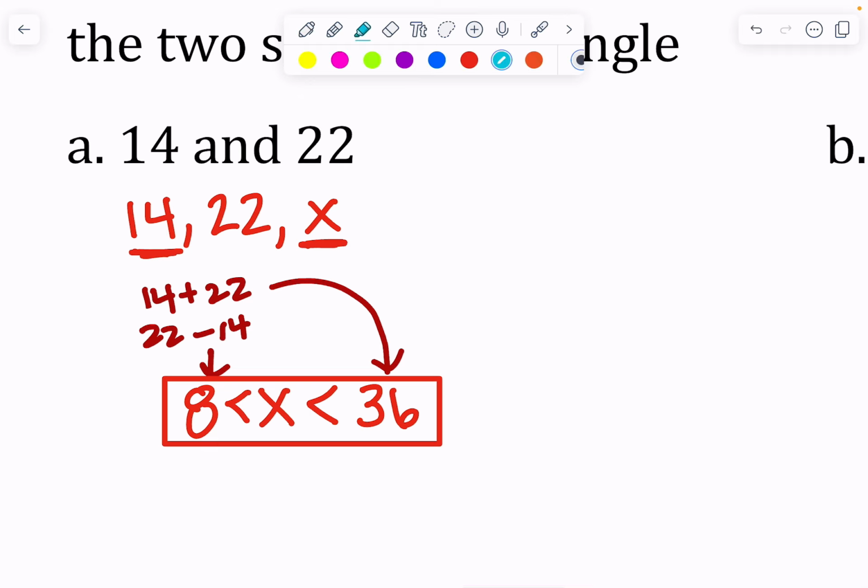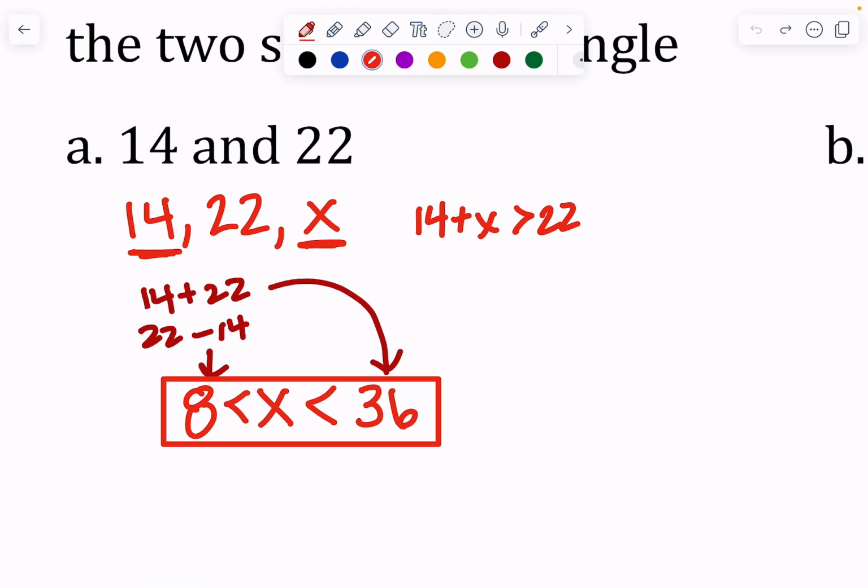Okay, we got 36 because we know x needs to be smaller than this sum. And then we know 22 needs to be smaller than this sum. So we subtracted. 14 plus x needs to be bigger than 22. So that's how we got our 8. We subtracted that 14 over.